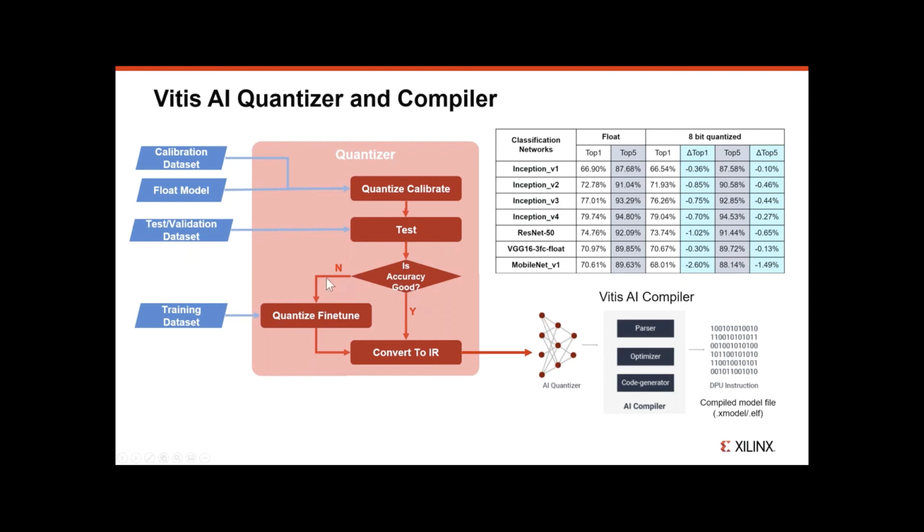If the accuracy is not so good, there's a couple of things to look at. First of all, you might go back and look at your model to understand if the architecture of the model lended itself well to quantization. By that I mean, did you use mean value subtraction in your pre-processing?